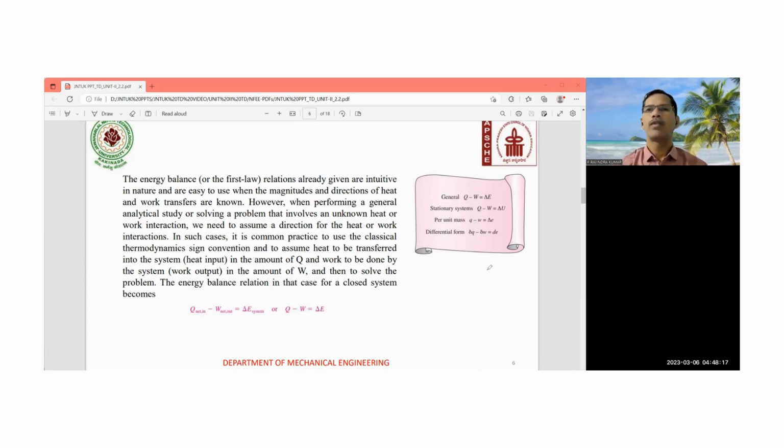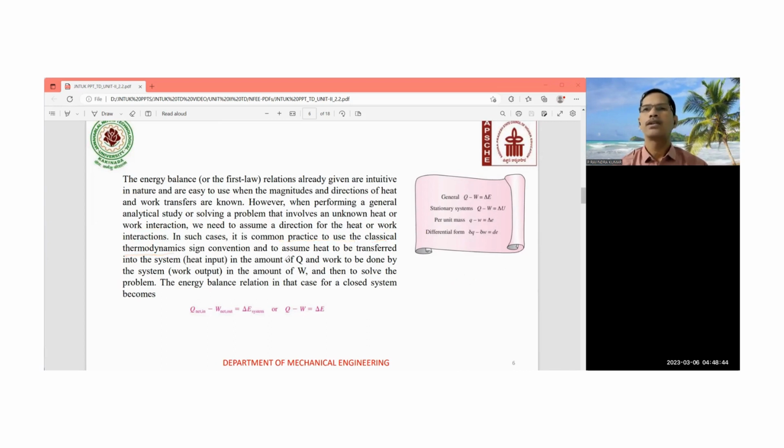So one has to be found because the first law of thermodynamics is nothing but conversion of one form of energy to another form. So what is the one form of energy entering and what is the other form of energy leaving from the system? So that involves an unknown heat or work interaction. We need to assume the direction of heat and work interactions. So in such cases, it is a common practice to use classical thermodynamics.